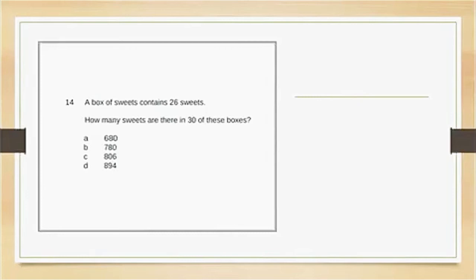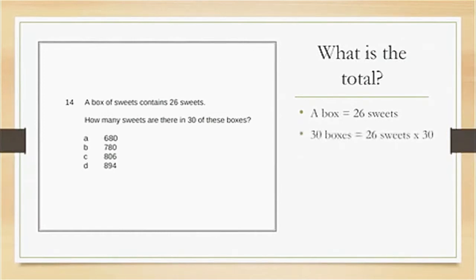A box of sweets contains 26 sweets. How many sweets are there in 30 of these boxes? What are we asked to do here? We're asked to find out the total sweets we have when we have 30 boxes of sweets. What information is given in the question? One box has how many sweets? 26. Excellent. And we now have 30 of those boxes. So to determine the total, we multiply the 26 sweets in each box by the number of boxes we have. 26 multiplied by 30 gives us 780 sweets. Great job.